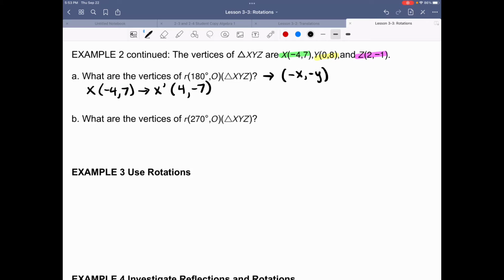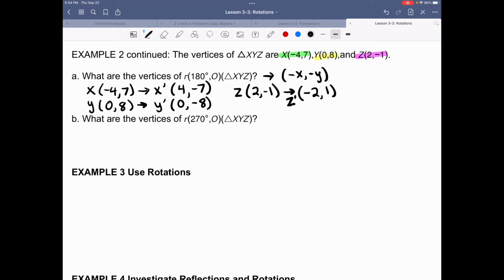And then our Y was 0, 8. So Y prime, there is no opposite of 0, so it's just 0. And the opposite of positive 8 is negative 8. And then we do that for Z. Z was 2, negative 1. So that becomes negative 2, positive 1. Oh, I forgot my Z prime. Z prime is negative 2, 1. Pretty easy.